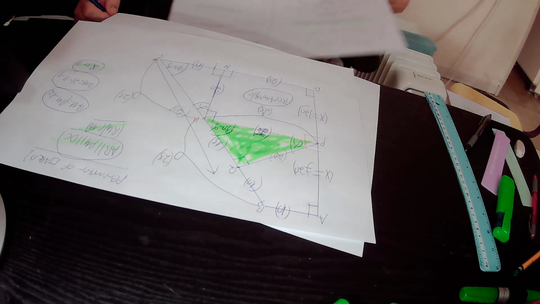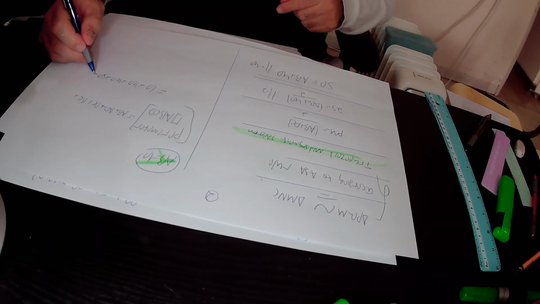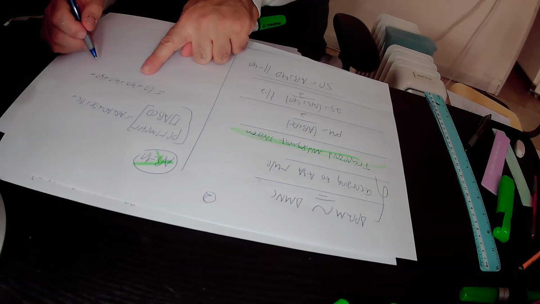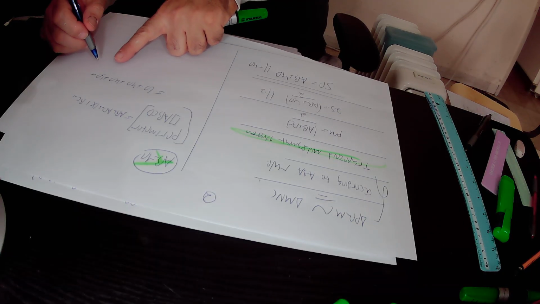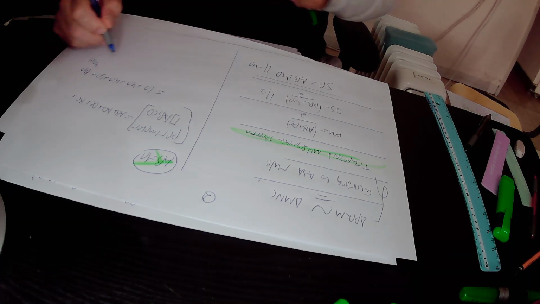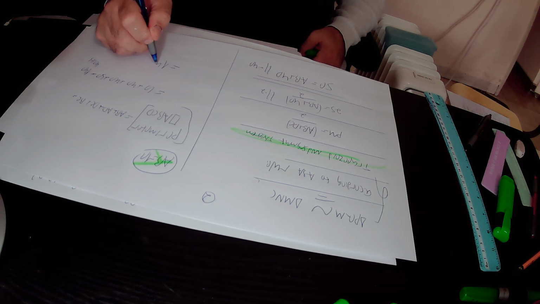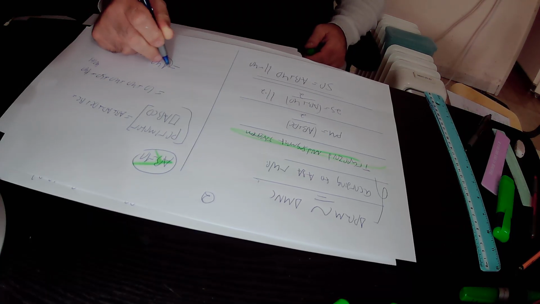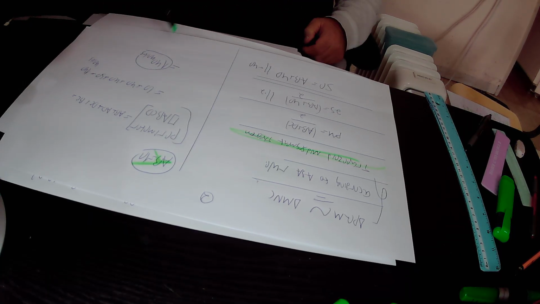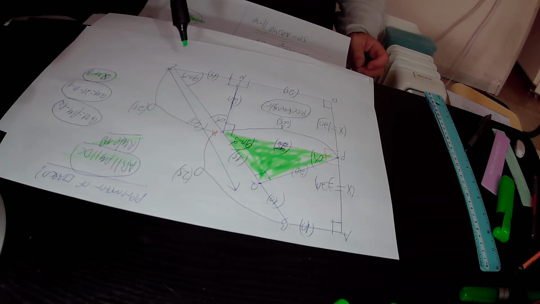So in total, we found out that the perimeter of quadrilateral ABCD equals 10 plus 40 is 50, 50 plus 40 is 90, 90 plus 50 is 140 units in its length. The perimeter of quadrilateral ABCD is equal to 140 units in its length. That is the answer to the question.